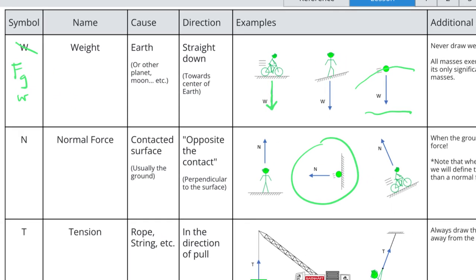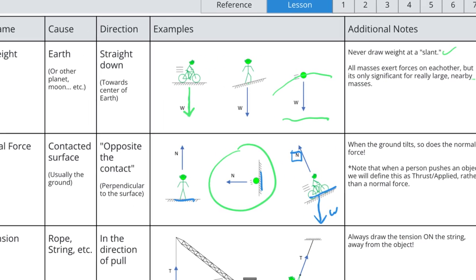If you're riding up or down an incline, here's the weight, directly down. The normal force would be perpendicular to the surface. It's not going to equal the weight necessarily. In fact, it won't ever. But the point is, normal forces are perpendicular to the surfaces that are pushing against the object.